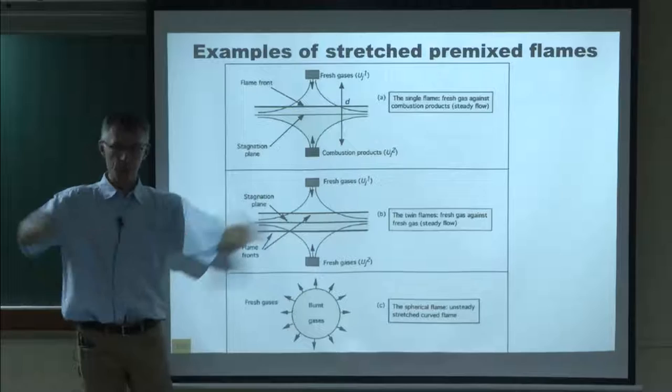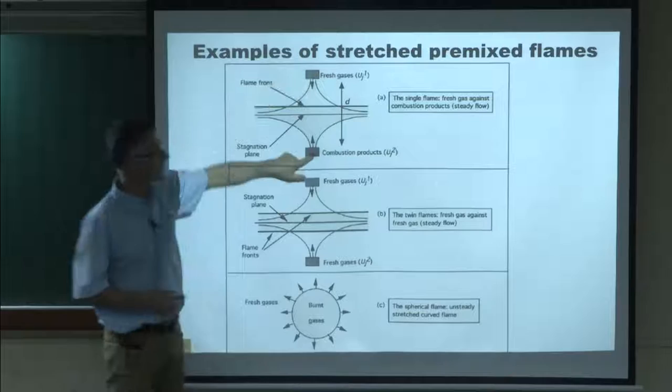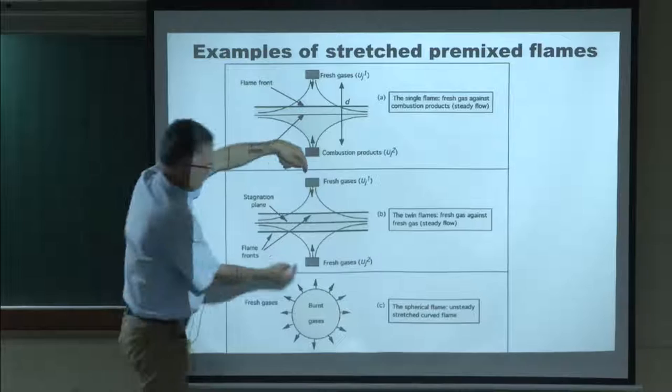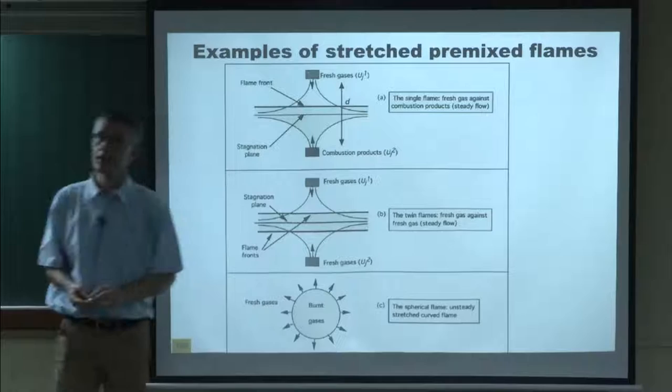and there is stretch in those flames. Now, these flames come in different kinds. You know, there is what we call the stagnation point flame, where you blow fresh gases against combustion products. That's the single flame. You can also do the twin flame, where you blow two fresh gases jets against each other, and then you have two flames here. It's a symmetrical configuration. And of course, another example of stretched flame is the spherical flame again.